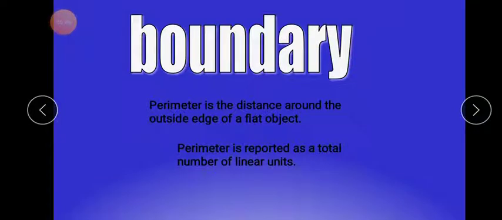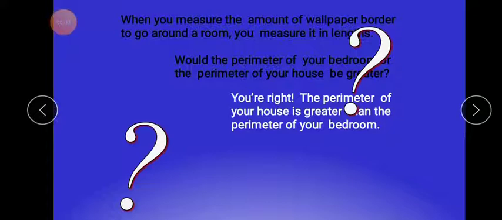Now unlike area, we don't have square units. Here we have only units. For example, 10 kilometer, 10 meter, 10 centimeter, etc. Okay, let us see one case.